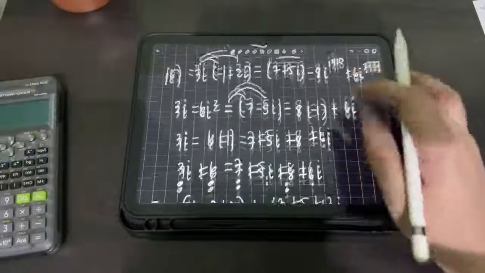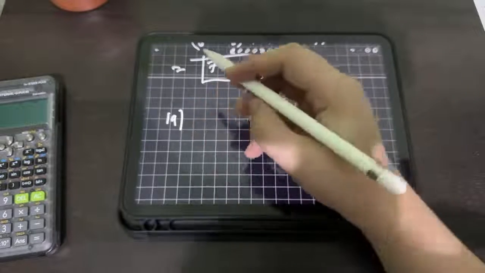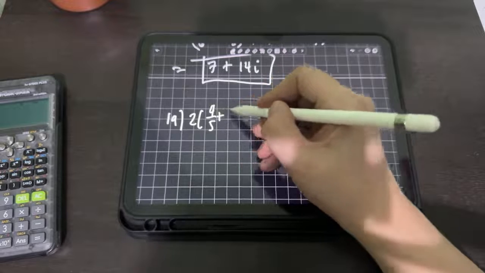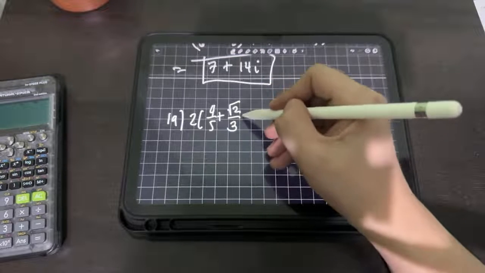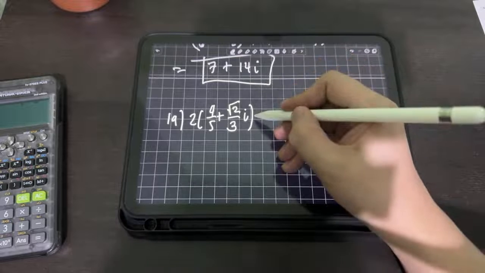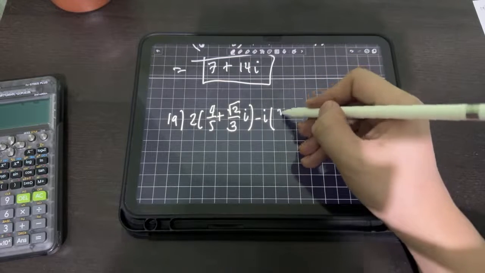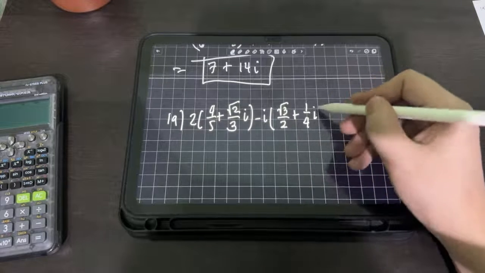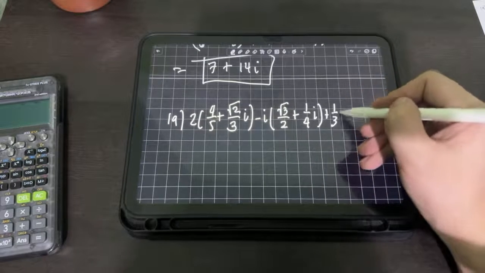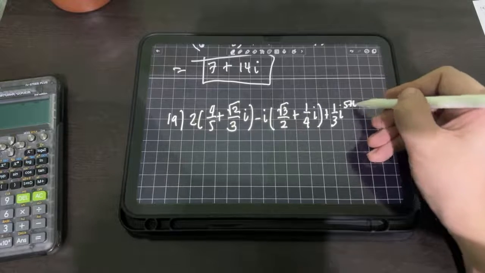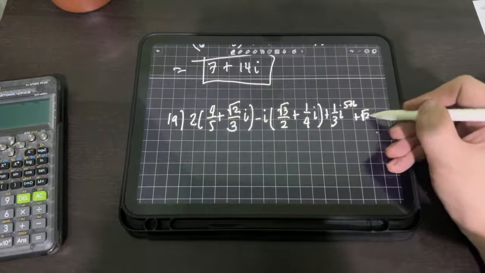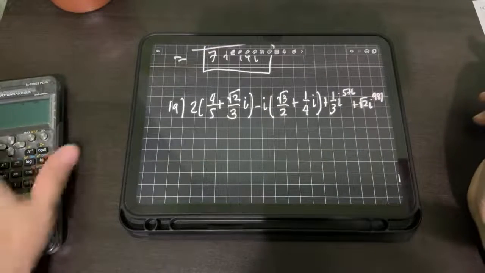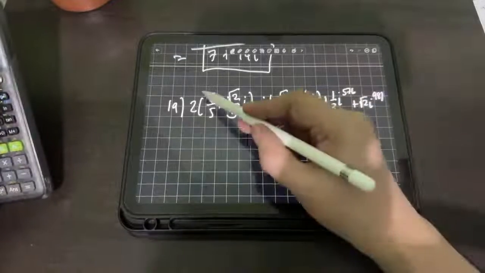Okay, next, 19. What is 2 times (4/5 plus square root of 2/3 i) minus i times (square root of 3 over 2 plus 1/4 i) plus (1/3 i) raised to 576 plus (square root of 2 i) raised to 981. Okay, let's distribute first these two, multiply.